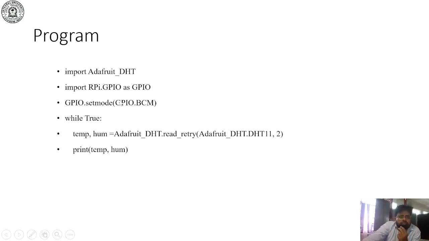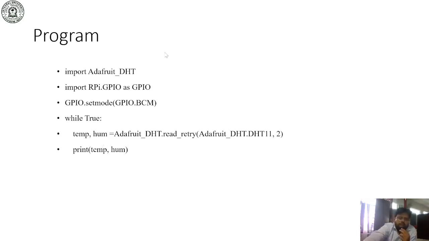So we have to set the mode of the Raspberry Pi GPIO pins, and after that, while True means we are running an infinite loop, until we stop the program, that sensor node will detect the temperature and humidity continuously from the surrounding environment. Now I have used two variables: for temperature I have used temp, and for humidity I have used HUM.